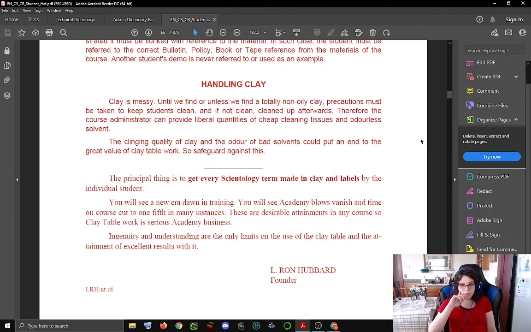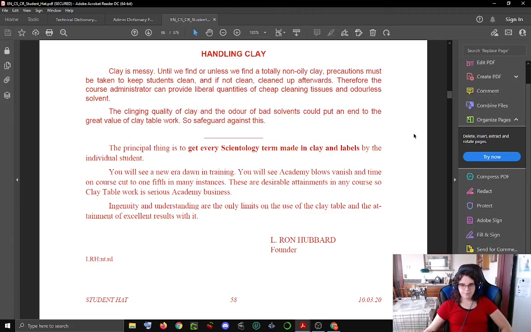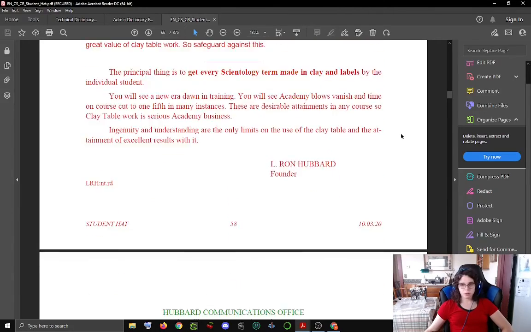I think the only way you'll see that much time cut out of a course is if you're not doing fucking clay demos. These are desirable attainments in any course, so clay table work is serious academy business. Ingenuity and understanding are the only limits on the use of the clay table and the attainment of excellent results with it. So we've covered demo kits, we've covered clay tables, we've covered the clay itself, and how clay demos are supposed to work.